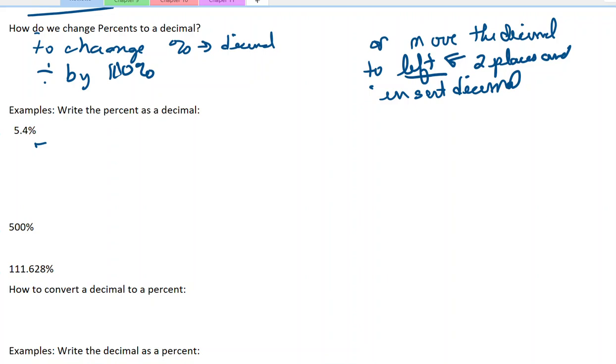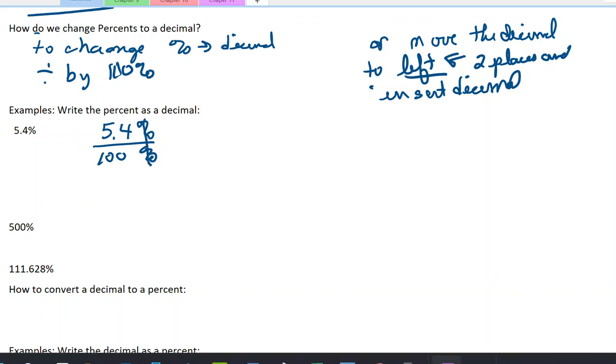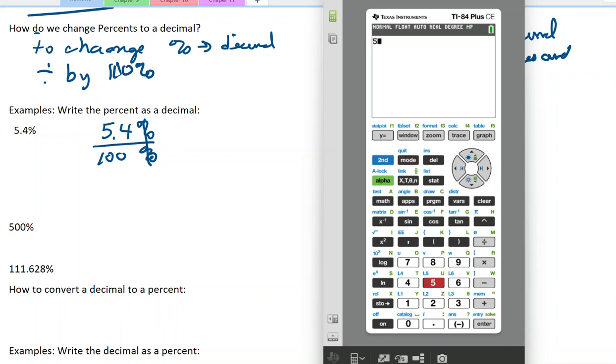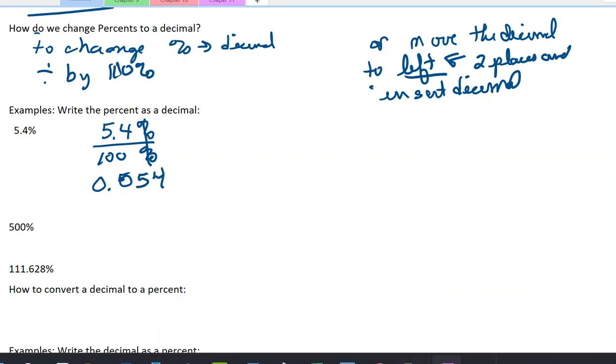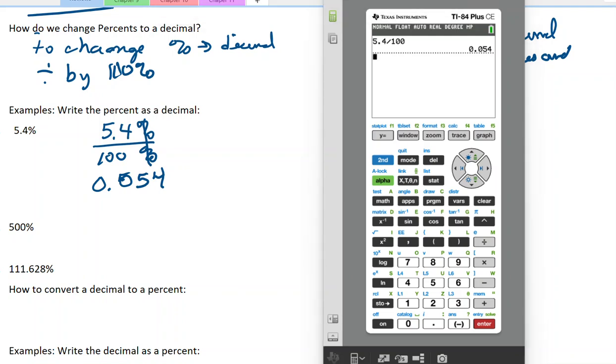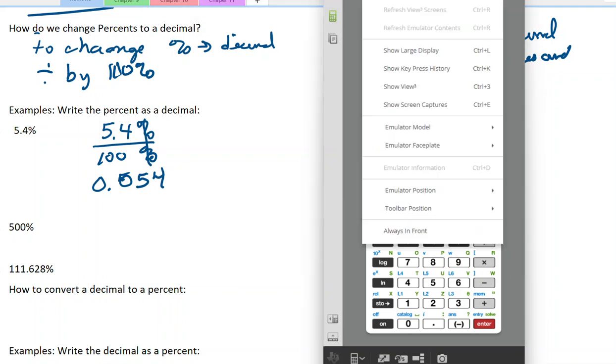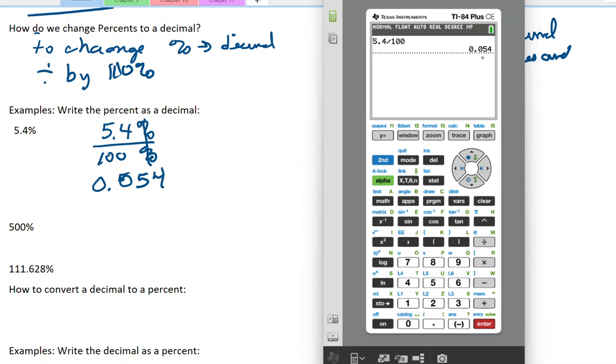All right. So here we go. So if I had 5 4/10%, I would divide by the 100%. These would cancel. Then I'd get on my calculator and I would do 5 4/10 divided by that 100. And I would get the decimal 0.054. Let me look at that again. See how it is? 0.054.